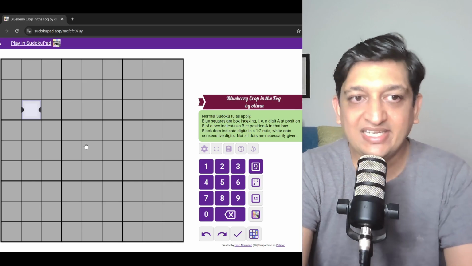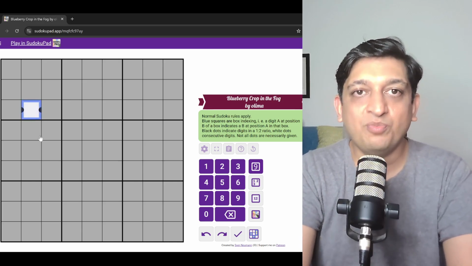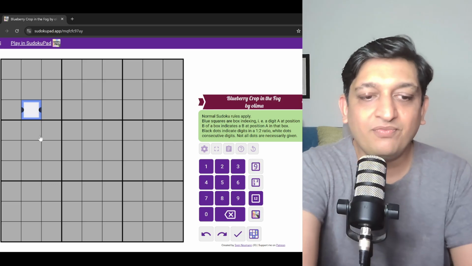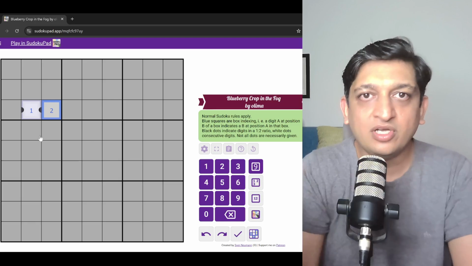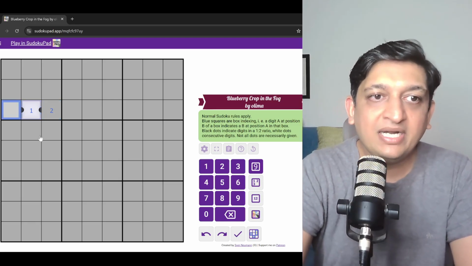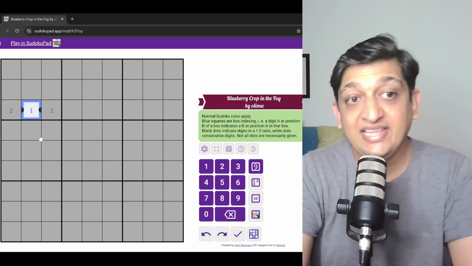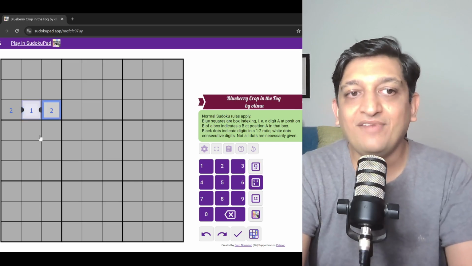Now just understand this, what all things can happen in this box. Now if there is a number 1, let's say in this box, then what will happen? This number will have to be 2, because 1:2 has to be there, but then this number also becomes 2. And that is why this box cannot have 1 in it.